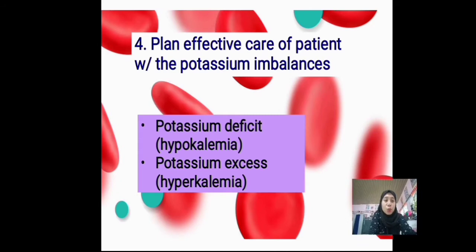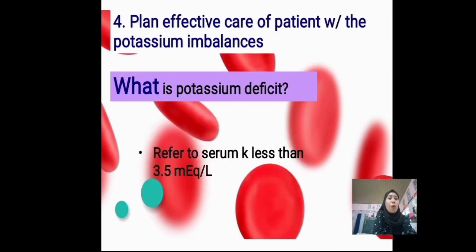So, it has two types: potassium deficit, hypokalemia, and potassium excess, hyperkalemia. Ibig sabihin, meron siyang low potassium and high potassium. So yung low potassium, ito yung potassium hypokalemia. Yung high potassium, ito naman yung potassium excess, hyperkalemia. Okay. So, dito, what is potassium deficit or hypokalemia?